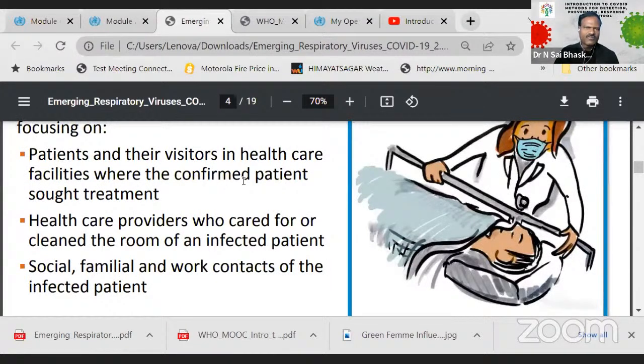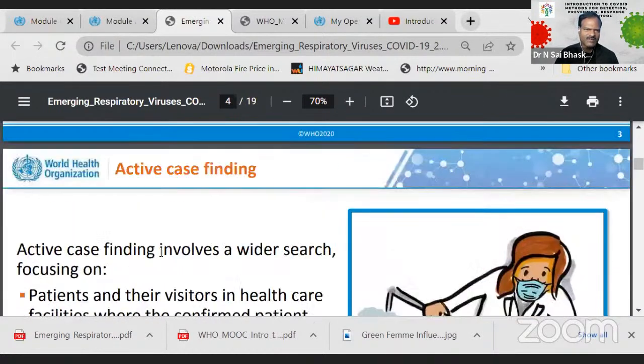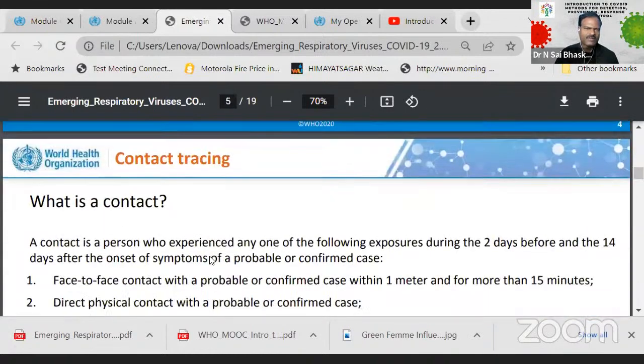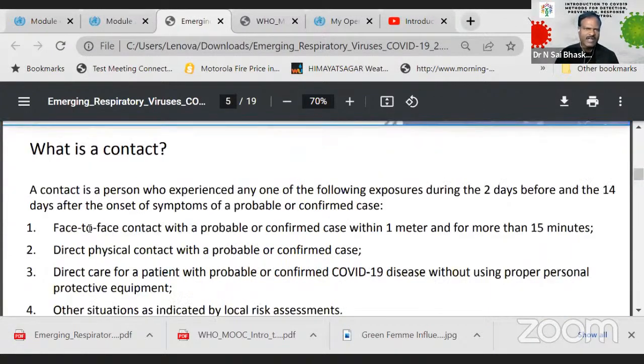If there is a confirmed patient, then the healthcare providers who take care of the patient or clean the room, and the social, familial and work contacts of the infected patient, are all vulnerable. We have to search and find them. Earlier it was like 14 days. Now it is very fast.